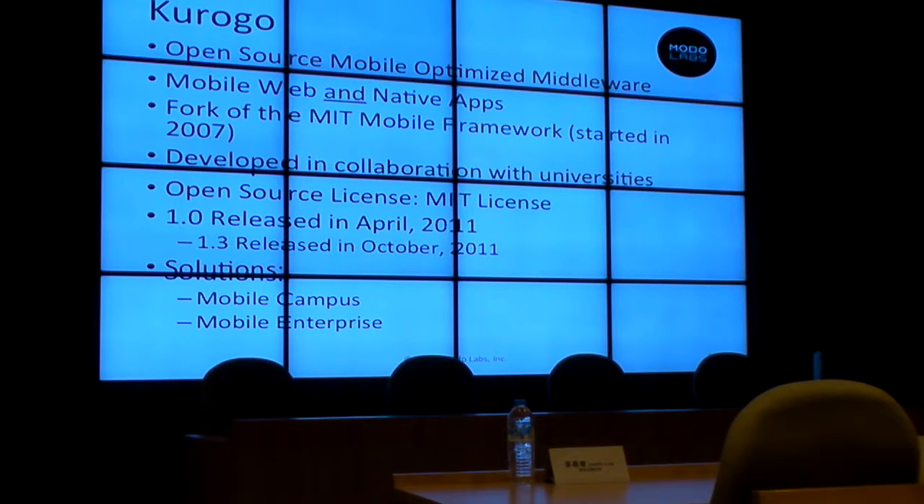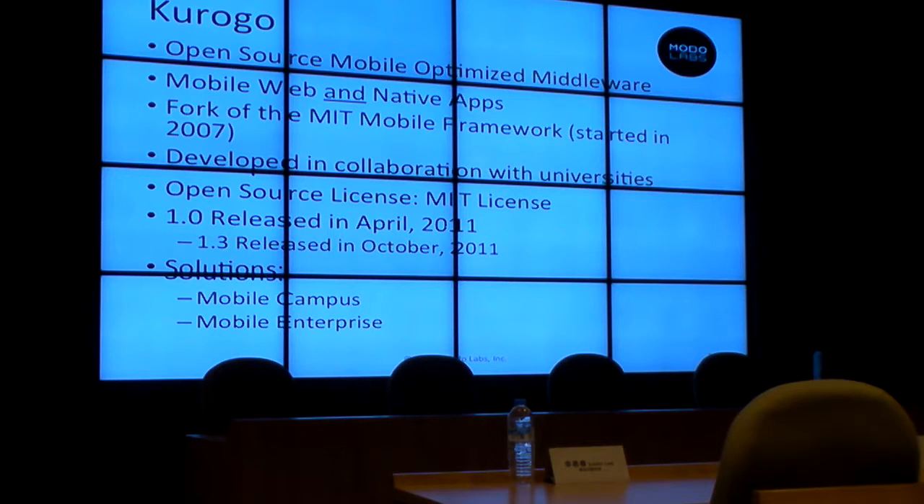It's available under the MIT license. It's very permissive, so you can actually take the code and do whatever you want to do with it. That means you can modify it any way you want, and of course, you can repackage it and do other things. 1.0 was released in April 2011, so it's about six to seven months now. And 1.3 was released in October. So we are now following about a quarterly release cycle for the point releases.